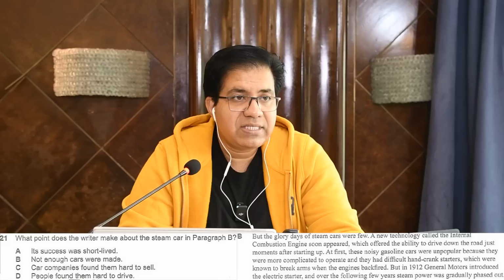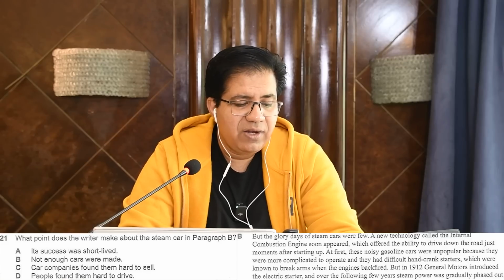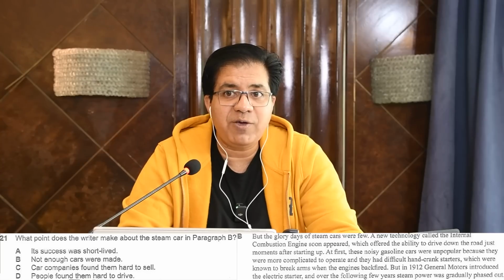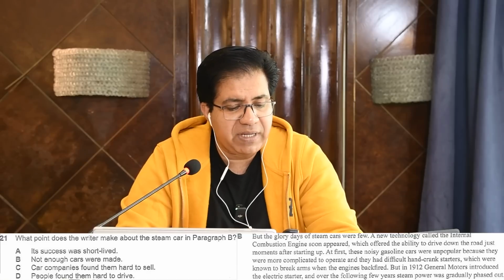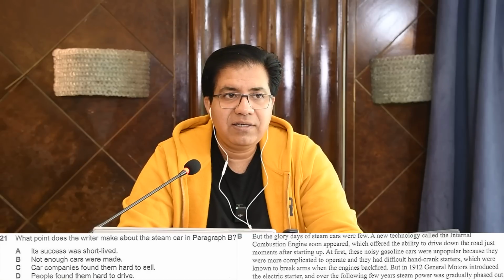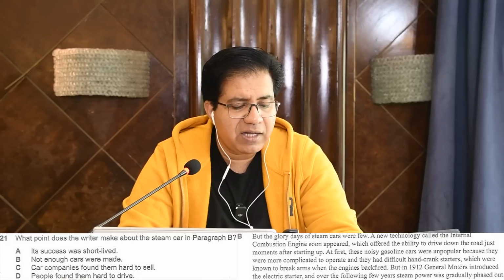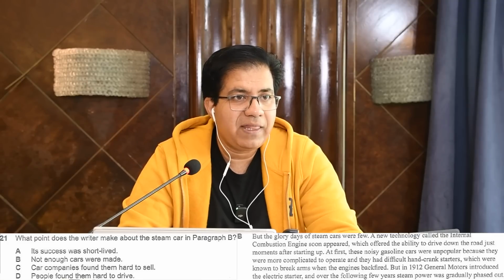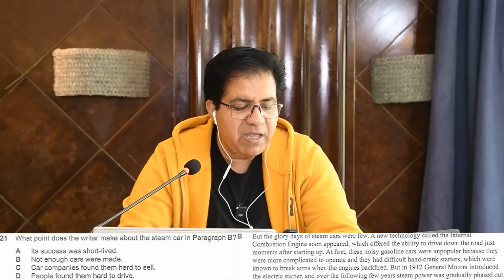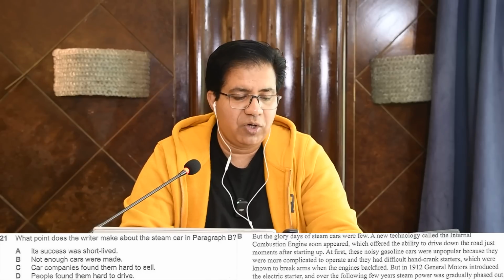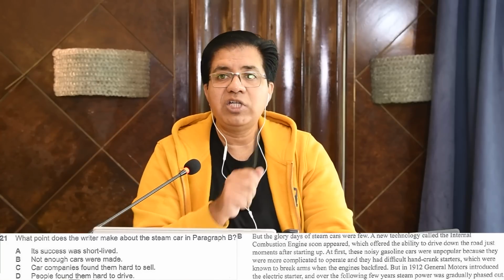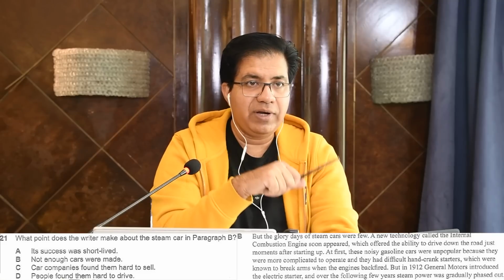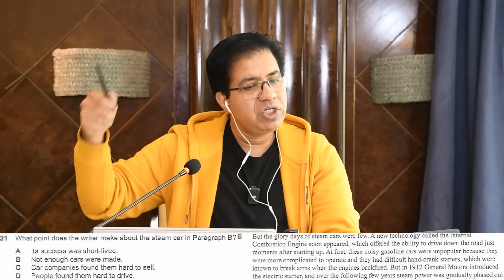Option A, its success was short-lived. Success means glory days. Short-lived means few. So the right answer is option A. But we will read other options as well. Option B, not enough cars were made. They didn't mention that. Option C, car companies found them hard to sell. It was not mentioned. Option D, people found them hard to drive. So, glory days of steam cars were few, that is, success was short-lived. Now, these are the synonyms. Glory days were few and success was short-lived. A will be the right answer.